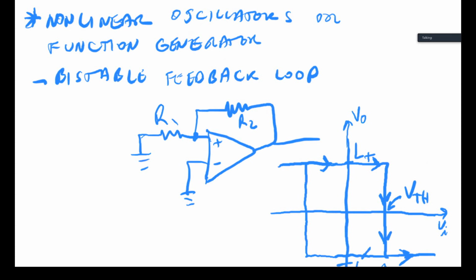So this is the trajectory on the input becoming less and less. And this value here would be minus VTH of the threshold. So this is a bistable loop. So this is the bistable loop here. And what that gives us is hysteresis. So that's a classic hysteresis behavior.